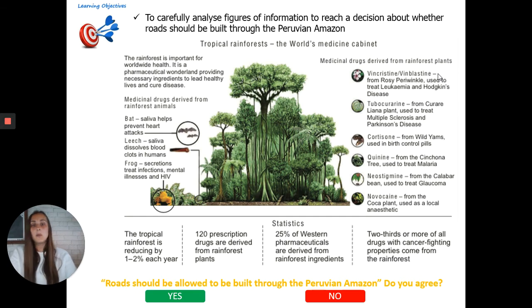So like I said, with all the information that I'm showing you today, keep in mind, should roads be allowed to be built through the Peruvian Amazon? Bearing in mind there'll have to be some deforestation to make way for these roads. Well, if you look at this piece of evidence, you would probably argue, no, they shouldn't be, because what if we are deforesting areas where there's rainforest animals or rainforest plants that are crucial, vitally important in developing medicines? Okay, moving on.